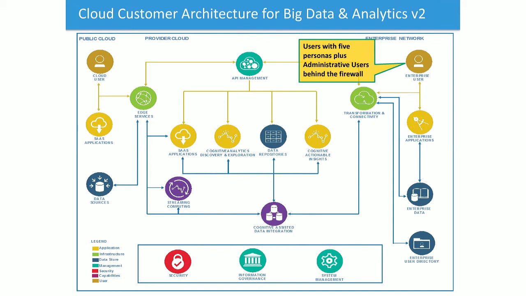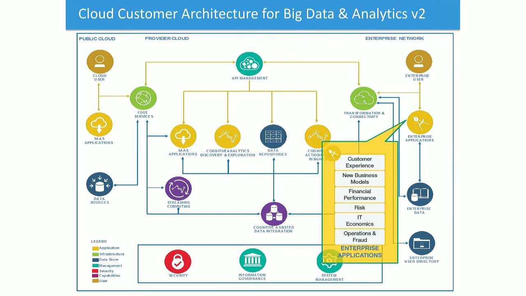So move forward. We're now on the enterprise network. So the first one is the enterprise users. So as I explained earlier, we have separated the enterprise user from the general cloud user. So they are behind the firewall, and then they can also include the administrative type of users to manage and admin the system. Okay, next.